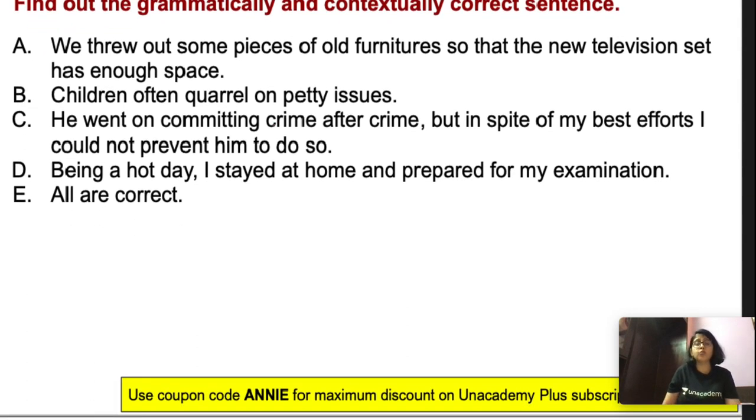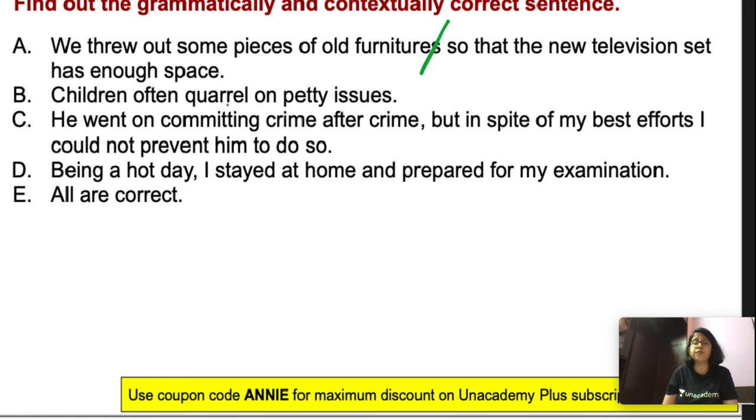We threw out some pieces of old furniture so that the new television set has enough space. Now, there are some nouns with which we do not add s or es, and furniture is one among them. Furniture, bread, mischief, crockery, hair. With all these, as with advice and information, we do not add s or es. So we have to remove s over here. We threw out some pieces of old furniture, so that the new television set has enough space.